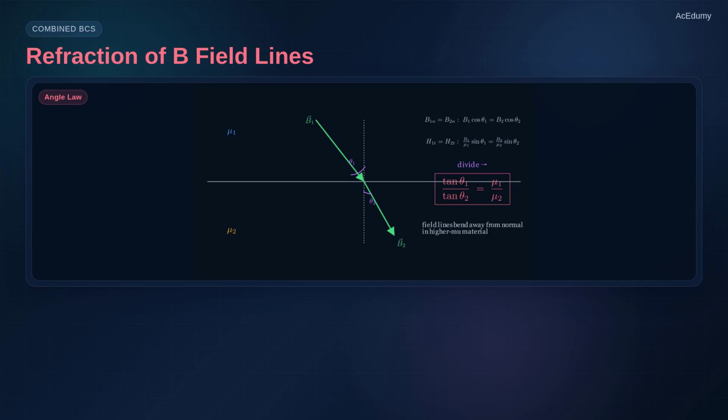The B magnitudes cancel, and we're left with tangent of θ1 over mu1 equals tangent of θ2 over mu2. Rearrange. Tan θ1 over tan θ2 equals mu1 over mu2. This is the exact same form as electric refraction, just with permeabilities instead of permittivities. Field lines bend away from the normal when entering a higher permeability material. That's why iron pulls magnetic flux lines in.